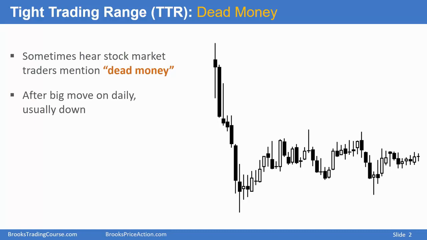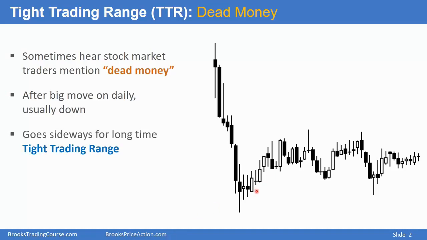Sometimes on television you'll hear traders talk about dead money, and they're usually talking about the daily chart, and usually after a big move down, like this, a very big bear trend, and then you start to get small sideways bars. The idea is if this is a daily chart, this is several months of trading, you're not going to make money trading here, buying or selling. It's better off looking elsewhere to trade.